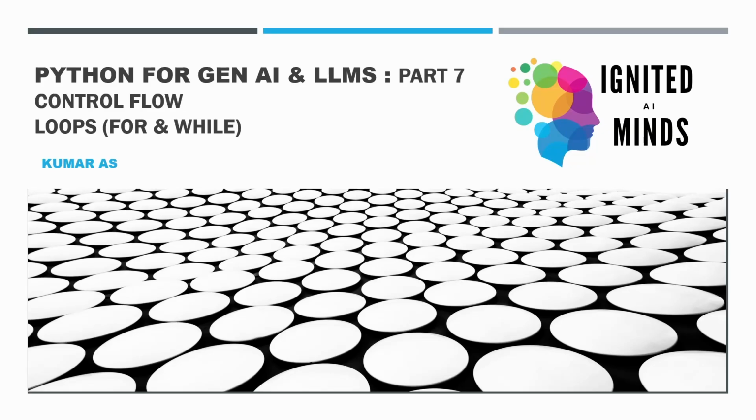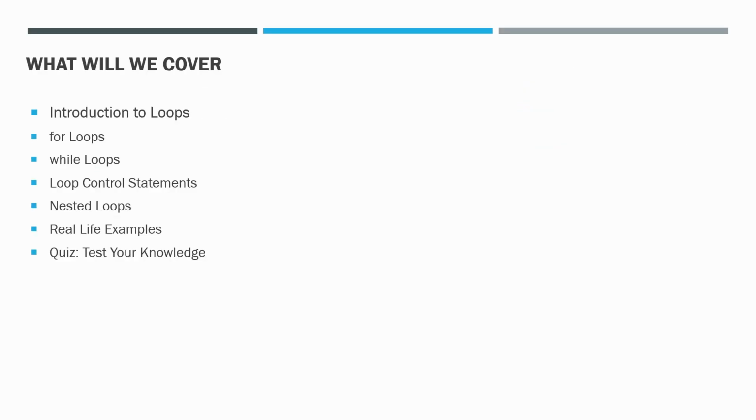In this section, we'll talk about control flow loops. So there are basically two types of loop in Python, for and while loop. So we'll talk about them. And this is the outline of what we are planning to cover in this video.